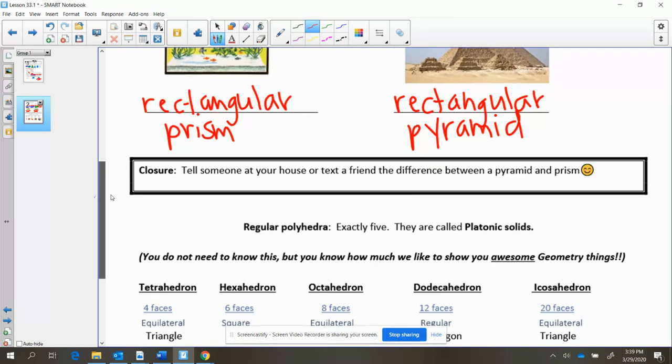Now this last part is kind of up to you, all right? But again, take a moment to write down your very own definition of what is the difference between a pyramid and a prism, and take a moment to maybe tell someone at your house or text a friend, maybe someone else in your geometry class, and let them know what is the difference in your own words between a pyramid and a prism.